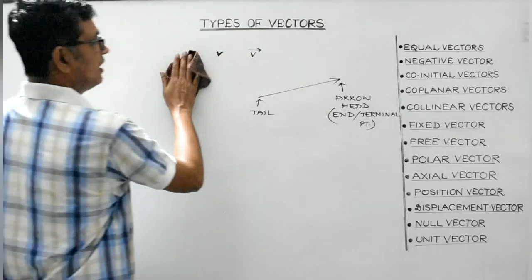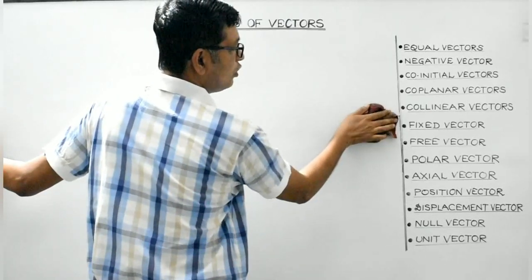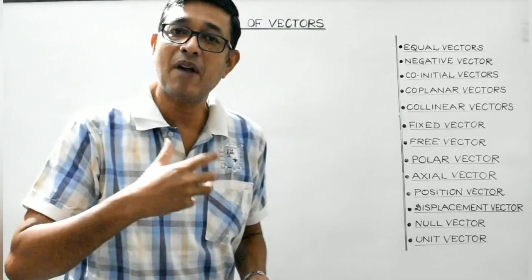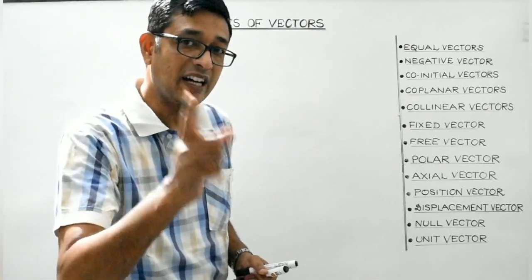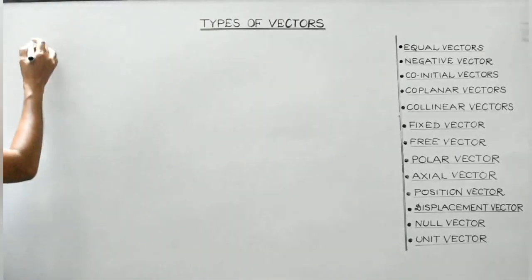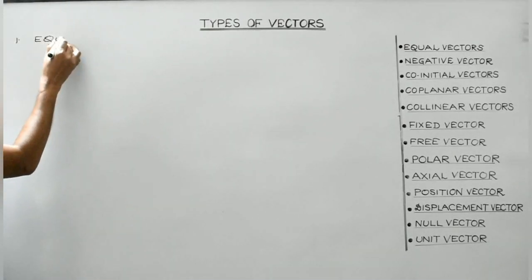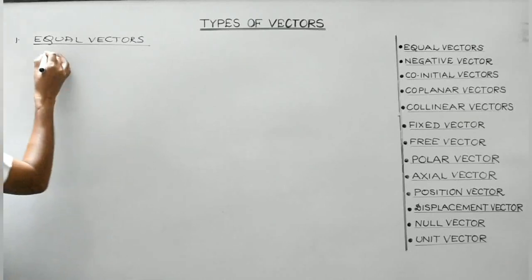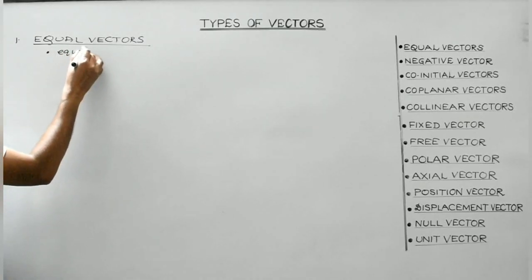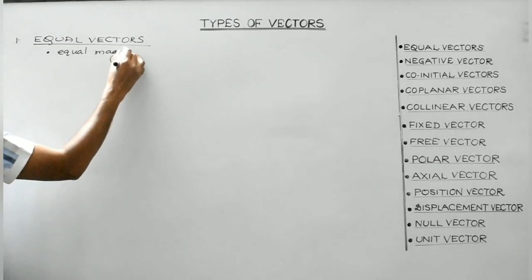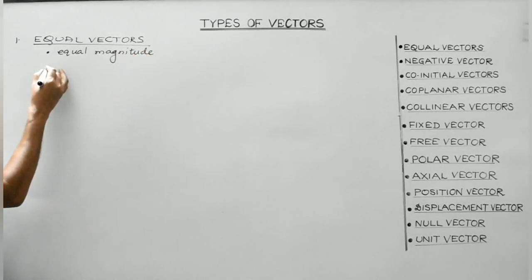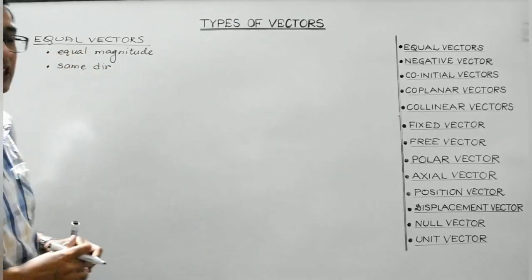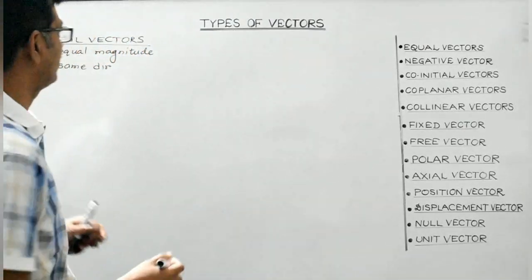Now students, as it's pretty clear, equal vectors means two or more vectors can be said to be equal vectors if they have the same magnitude as well as same direction, right? So equal vectors. What is the mandatory condition? Equal magnitude and same direction. If these two conditions are satisfied, then the vectors are said to be equal vectors, like this.